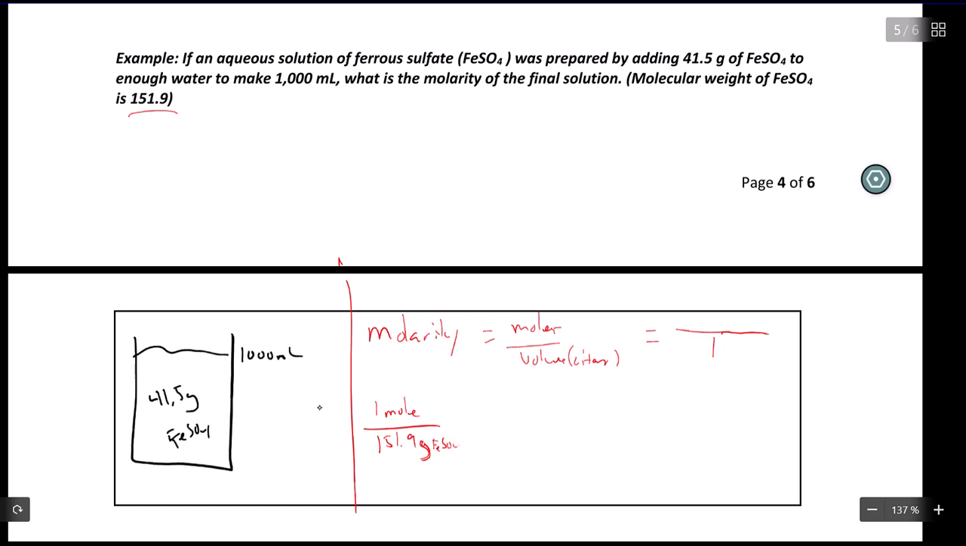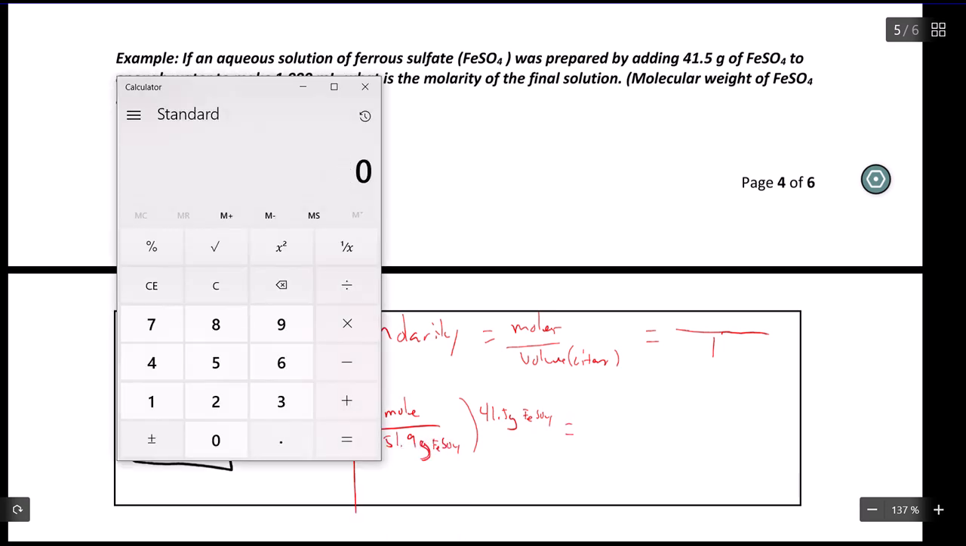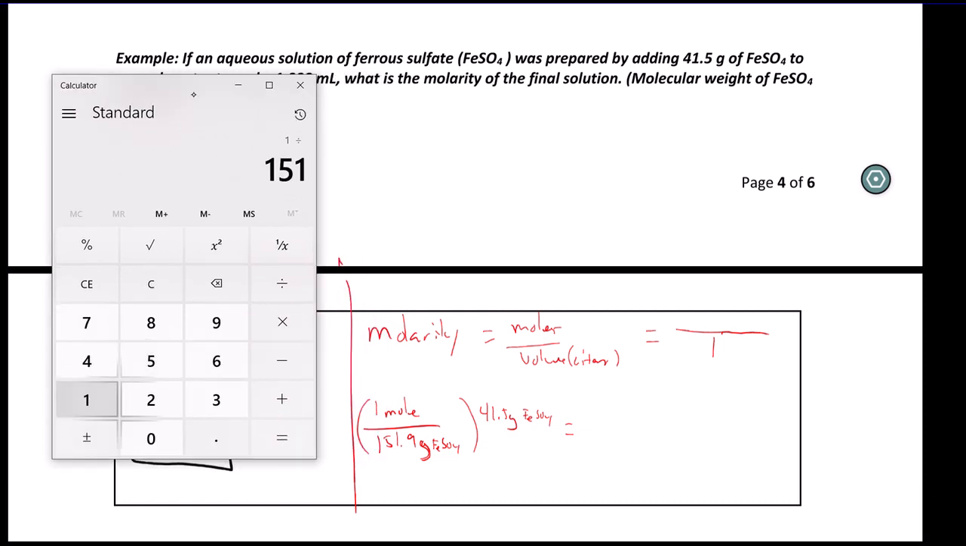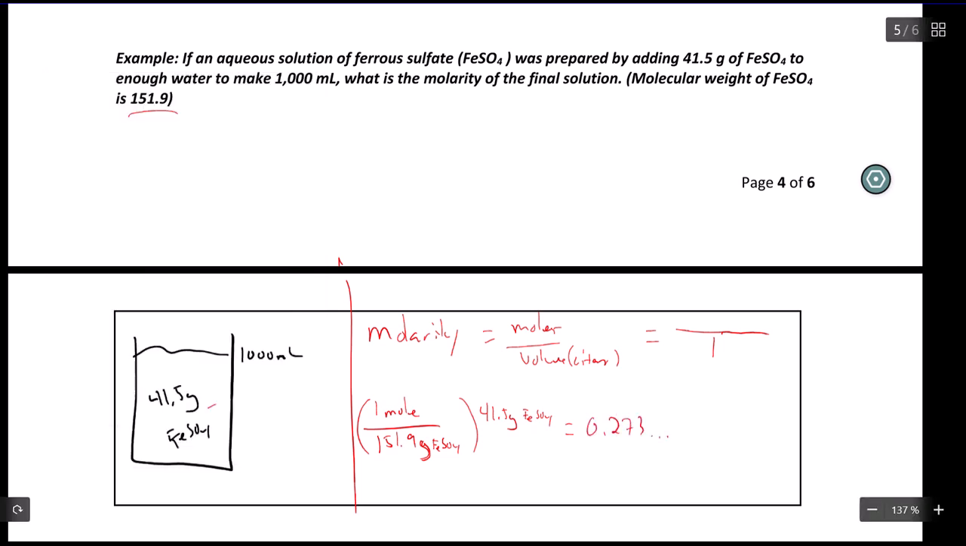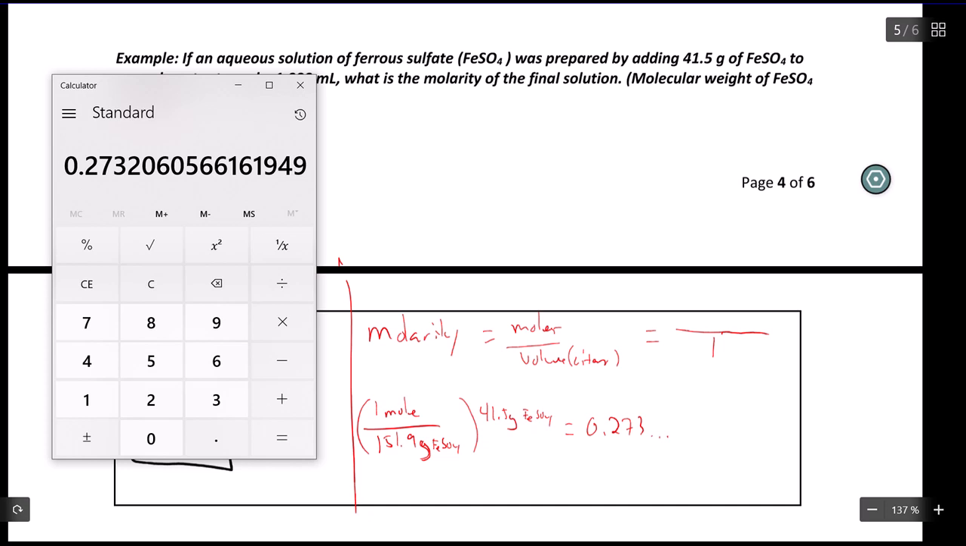If I'm going to only have 41.5 grams of the ferrous sulfate, which is right here, how many moles is that equal to? 1 mole is, as we said, 151.9 grams. Well, if I only have 41.5, how many moles do I have? 0.273, right? That would be my molarity of the solution.